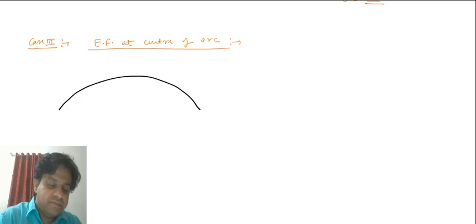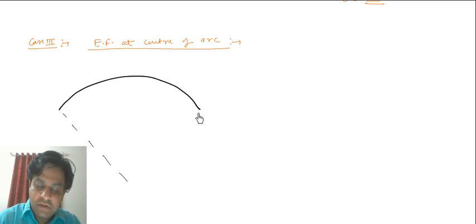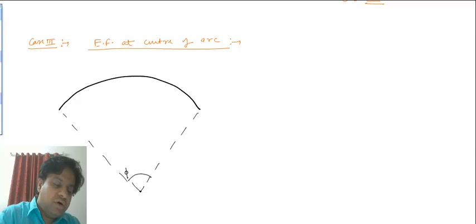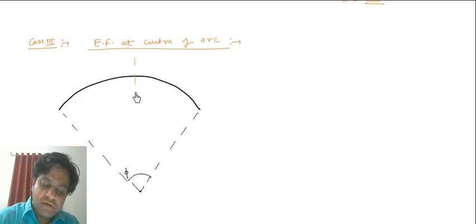This is an arc, and this arc is making an angle phi at the center. The total angle is phi. What I'm going to do is simply draw a bisector of this angle phi. I have to find the electric field at this point O, which is the center of the arc.